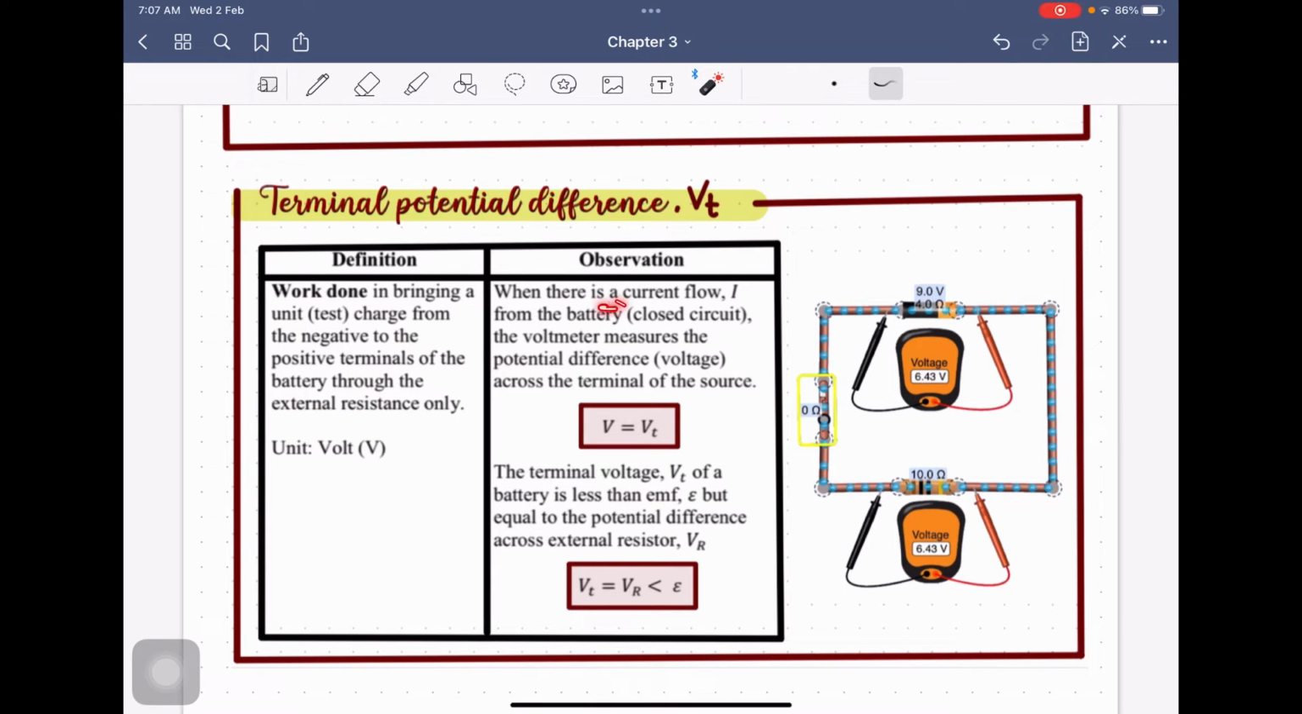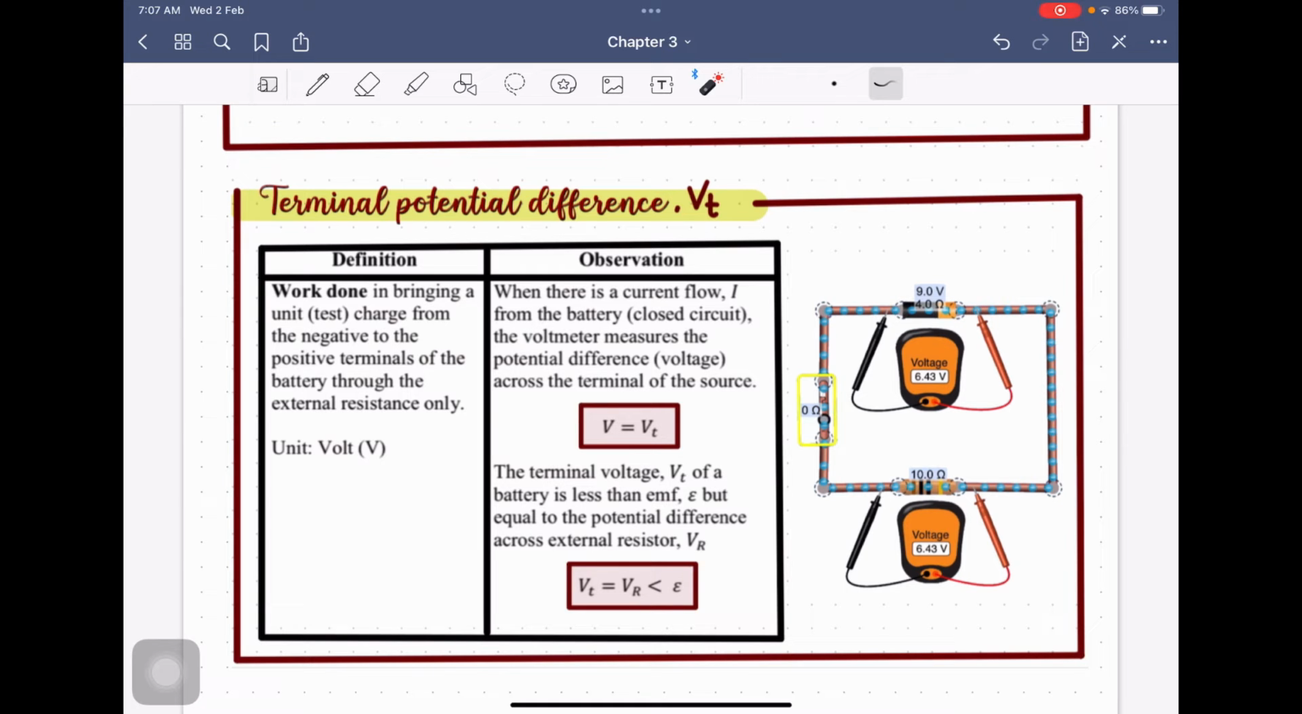Okay, when the current I is flow from the battery, okay, kita buat close circuit kat sini, the voltmeter akan measure the potential different voltage across the terminal of the source. Okay, so voltmeter akan baca V terminal. Alright, dia akan baca V terminal. Okay, apa itu V terminal? Okay, the terminal voltage, okay, kita akan lihat dia adalah less than EMF. Tapi dia adalah equal to the potential difference across external resistance which is VR.